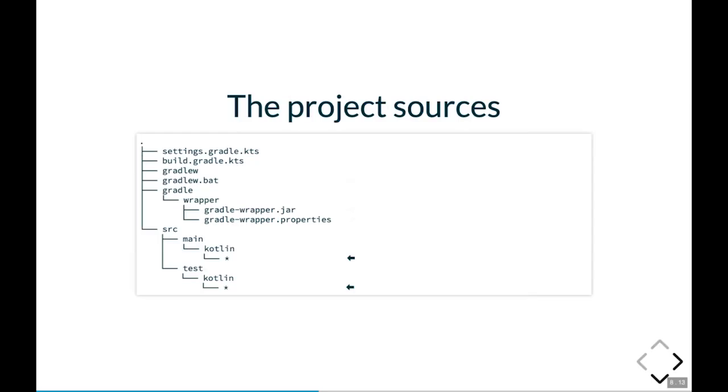And then we see, of course, an application without sources wouldn't make sense. So we see the sources for the application and its tests, and we see it follows the standard layout. And then we'll get to run that build, but first from the command line.